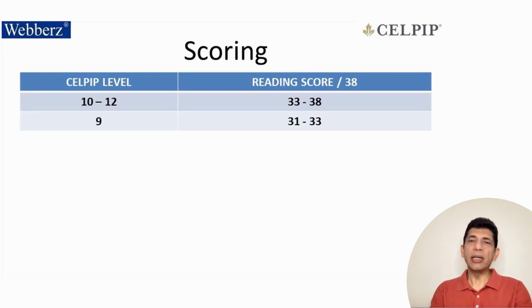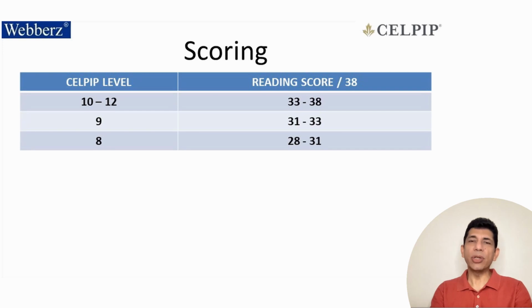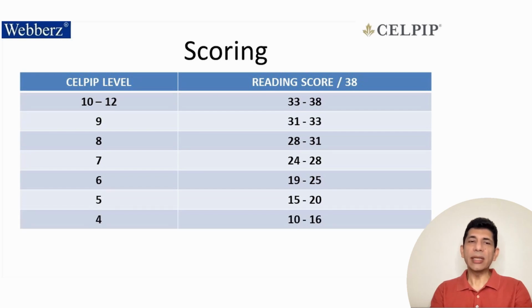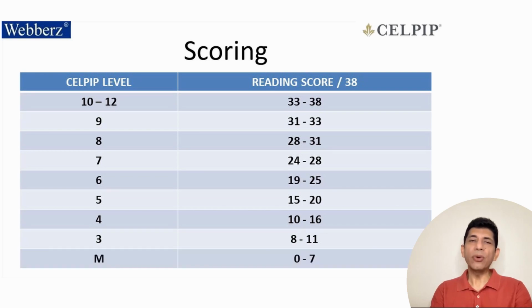9 would mean 31 to 33. 8 is 28 to 31. 7 is 24 to 28. 6 is 19 to 25. 5 is 15 to 20. 4 is 10 to 16. 3 is 8 to 11. And M is from 0 to 7.